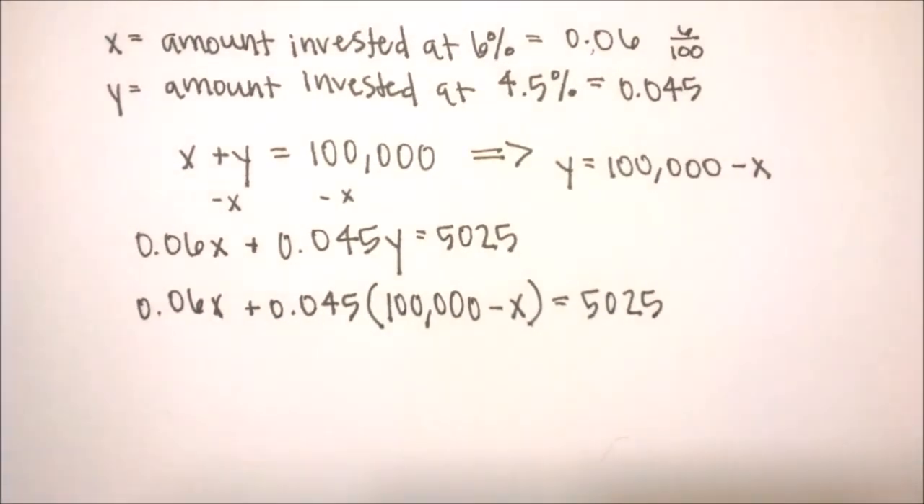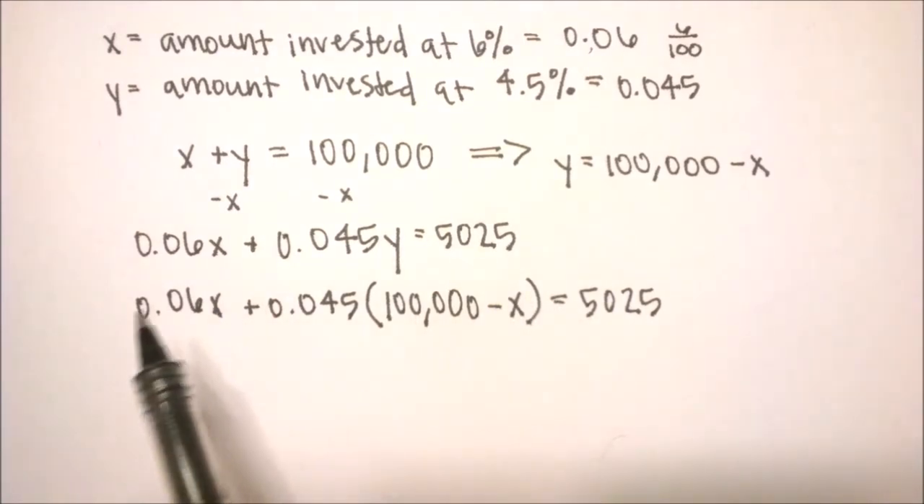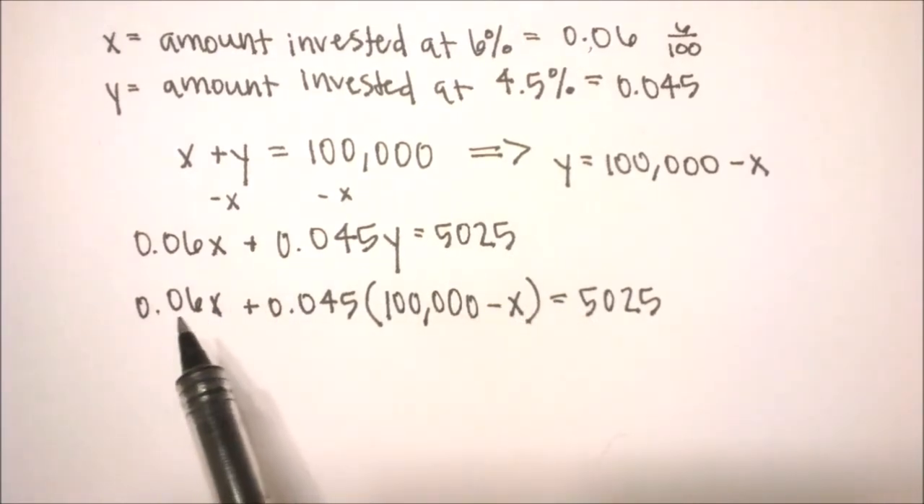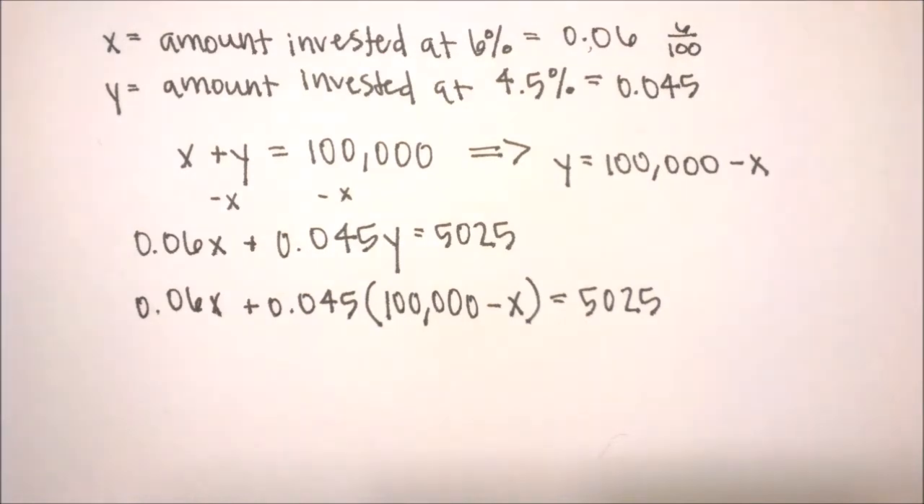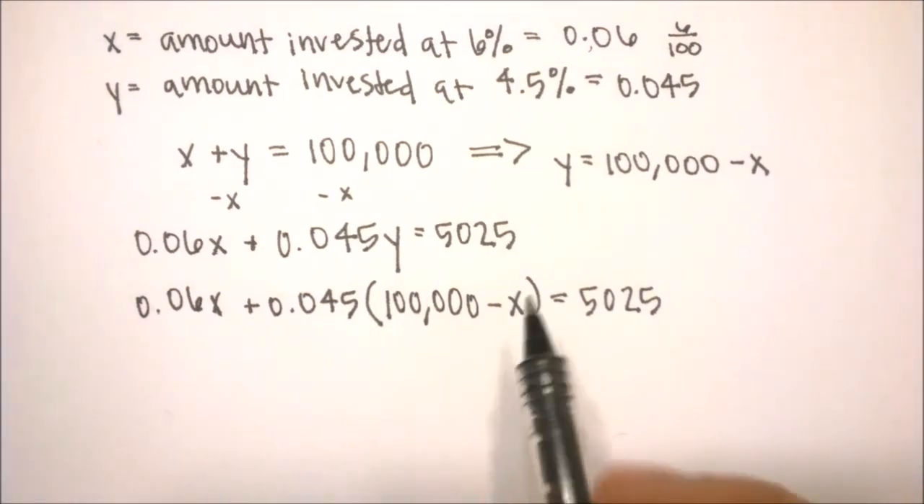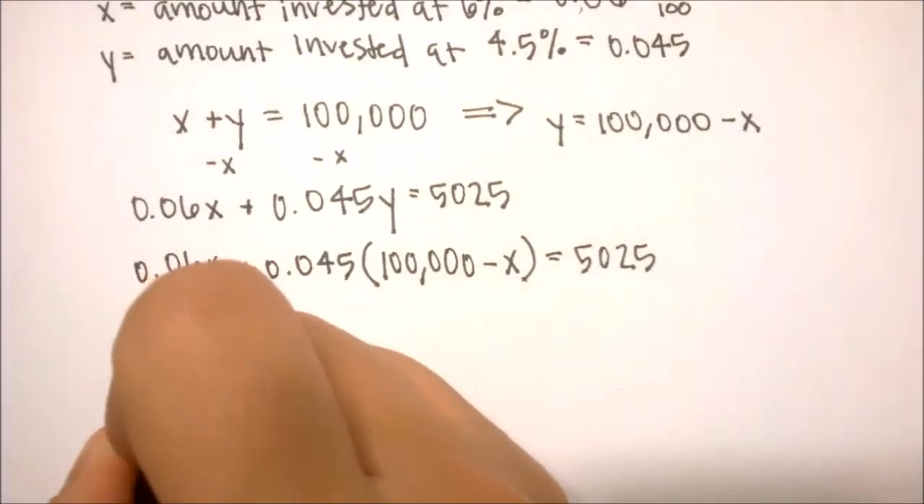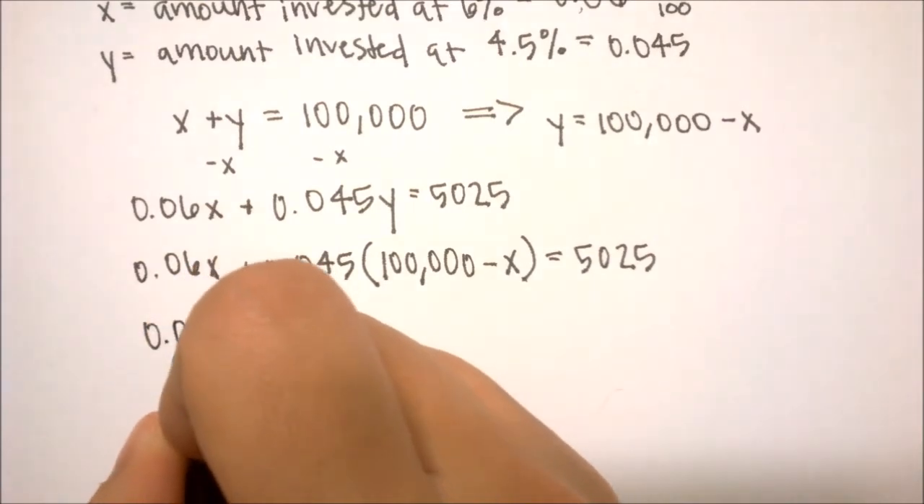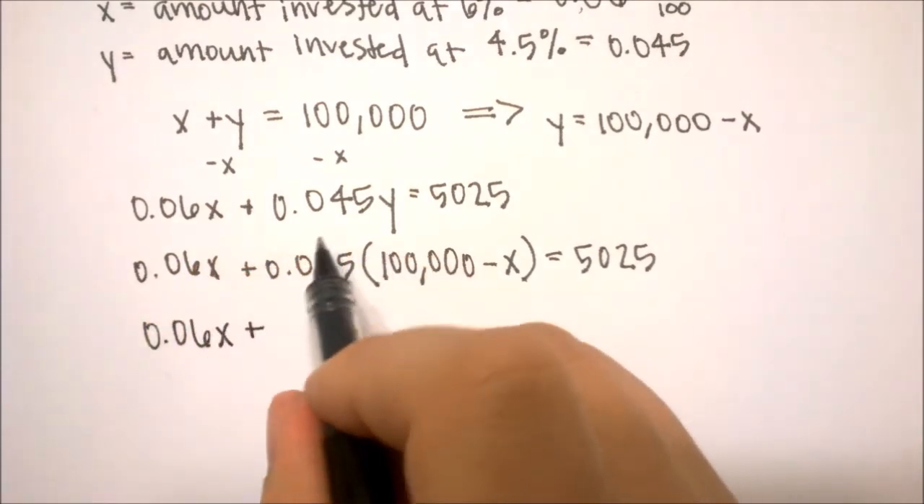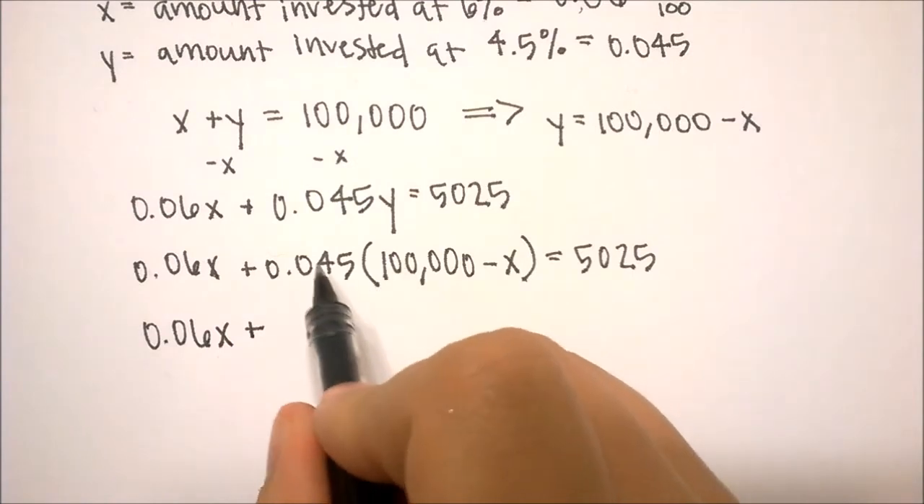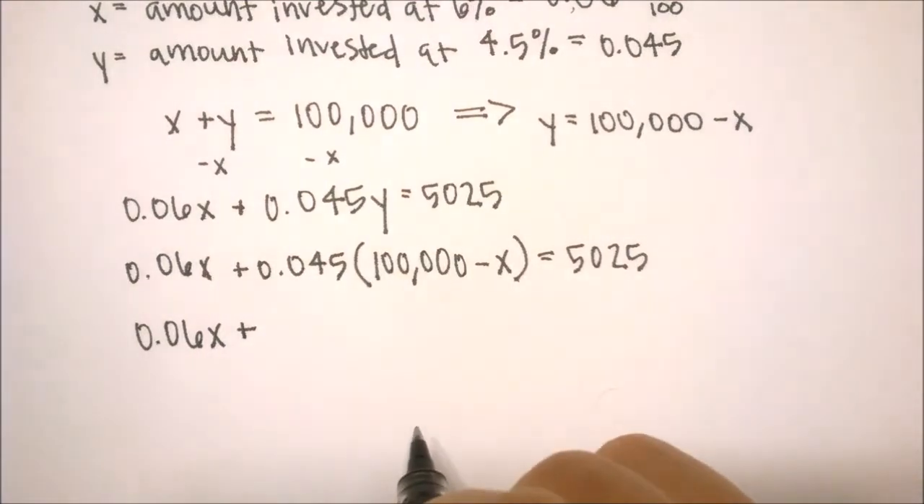Okay, so now we just have a simple linear algebraic equation with one variable that we can simplify and solve for x. And I'm sure you've done this before, but we'll go through it. 0.06x plus, what are we going to do here? We need to distribute this out so we can combine our like terms, right?